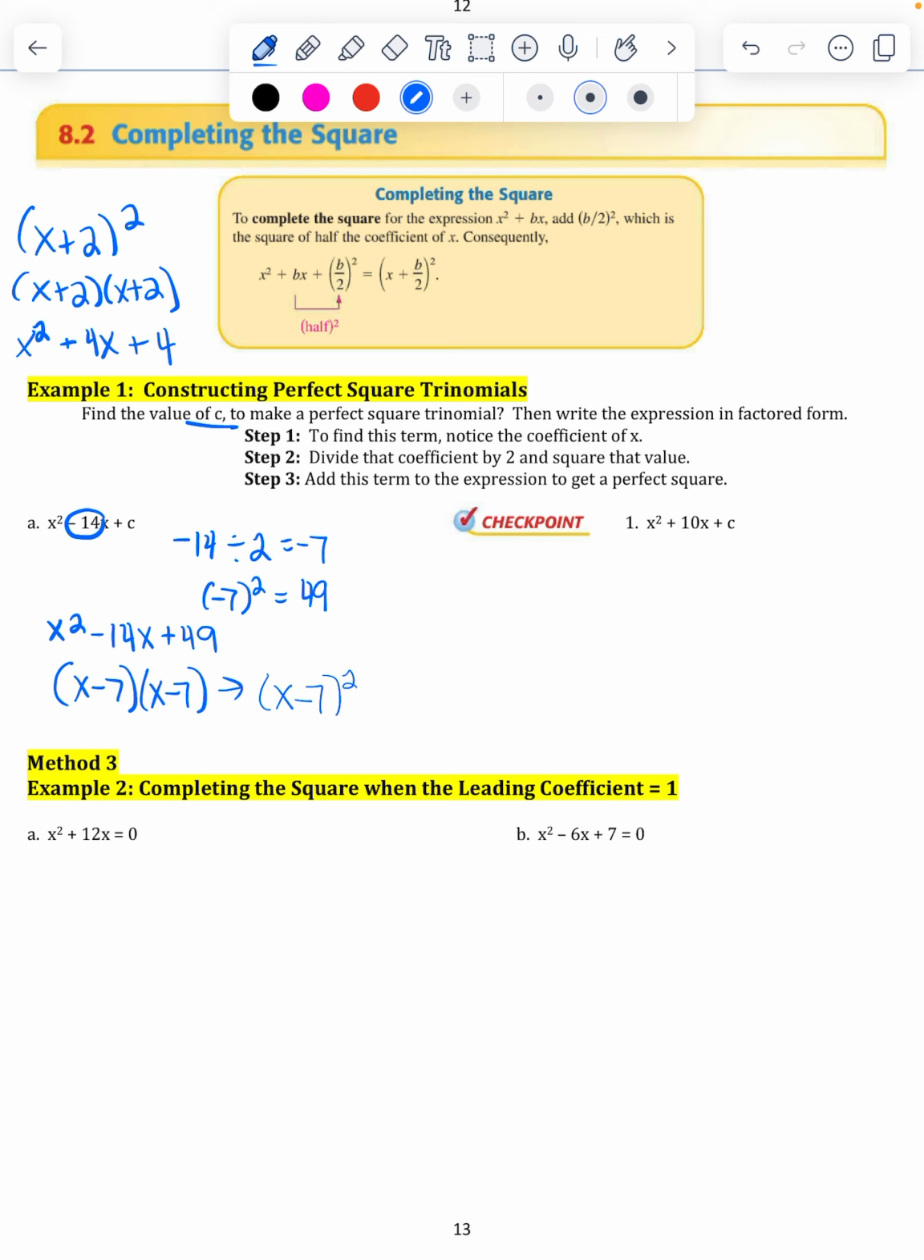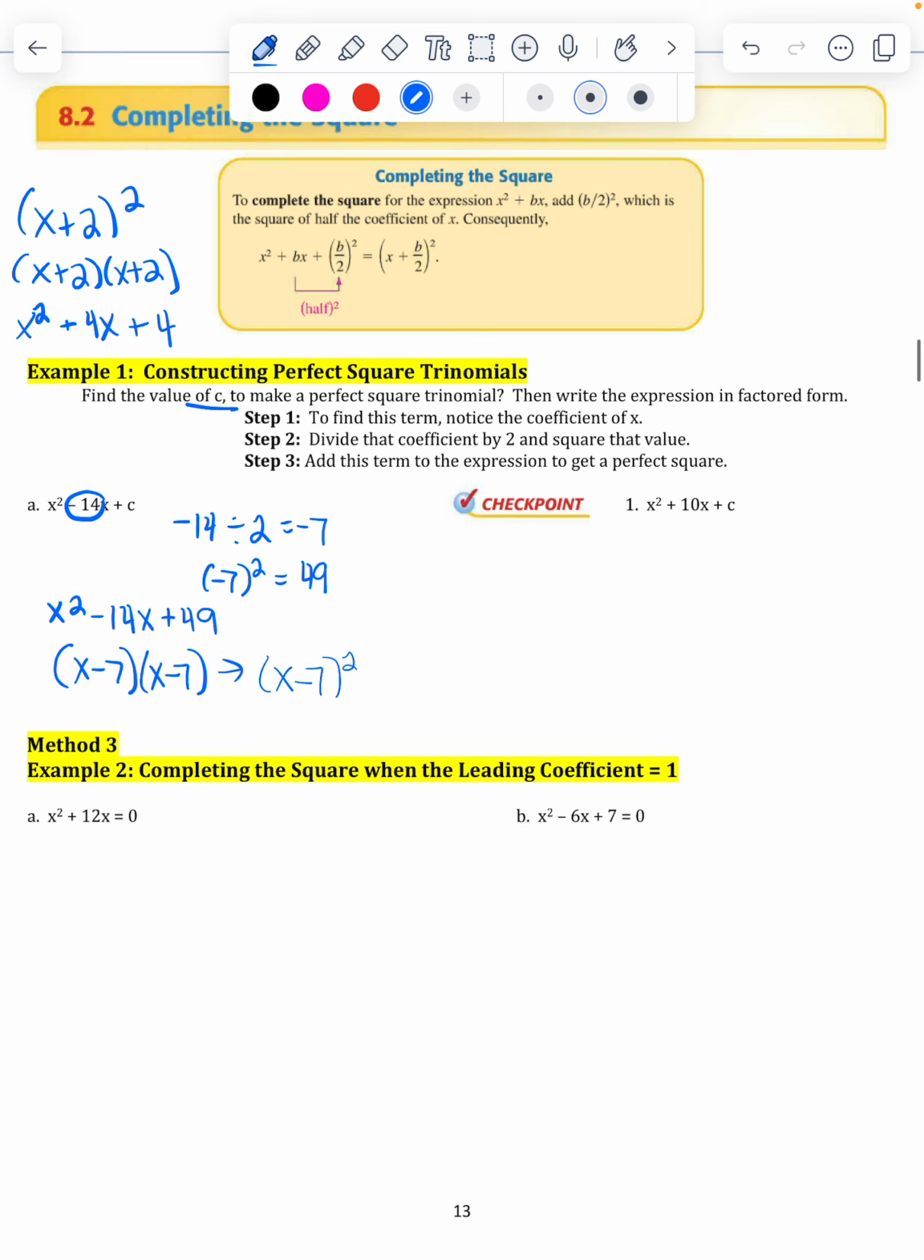The checkpoint: x² + 10x + what? What would c have to be in order for it to be a perfect square trinomial? We take 10, divide it by 2, and we get 5. We square that, and 25 is our number. So x² + 10x + 25 would be the trinomial, and that factors into (x + 5)². So the value of c would have to be 25. The answer to A is 49.